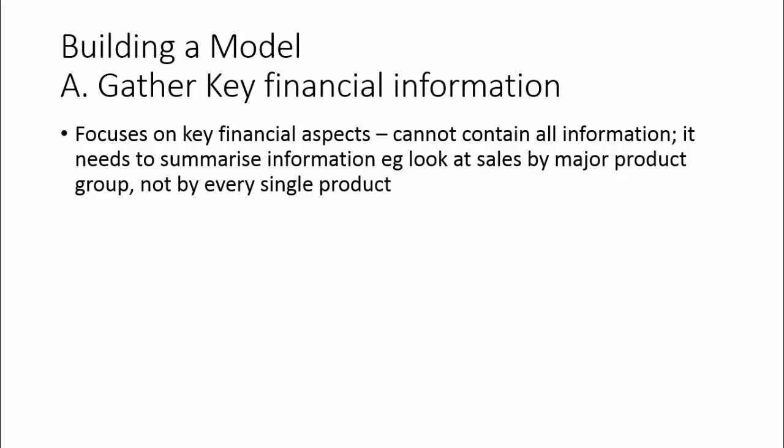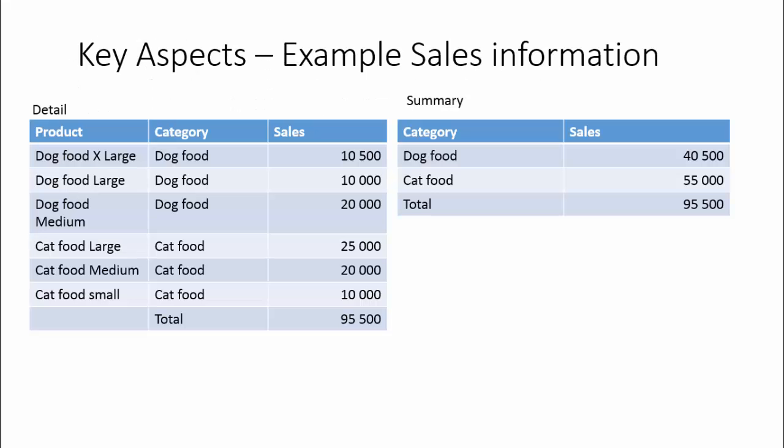How do we build a model? Well, firstly, we gather key financial information. We cannot look at all the information in a company. We need to summarize information. For example, we cannot put sales of every single product into a financial model. We would summarize it, look at it by product group or category.